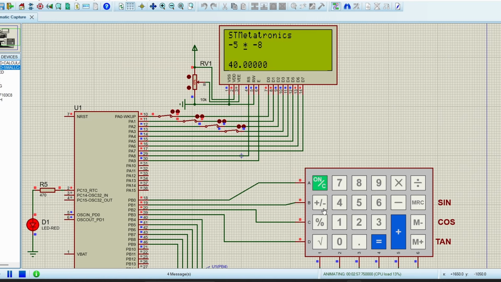Okay, so we have seen that our sign, modulo, then clear or on off, then plus, minus, multiply and divide functionalities are properly working. Now we will see the decimal point functionality. So what we will do is we will add 15.5 plus 4.5, or we will take 44.5, 0.65 we will take. So we are getting the decimal point value also correctly.